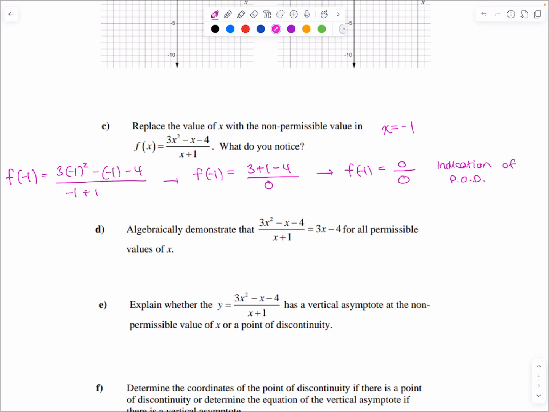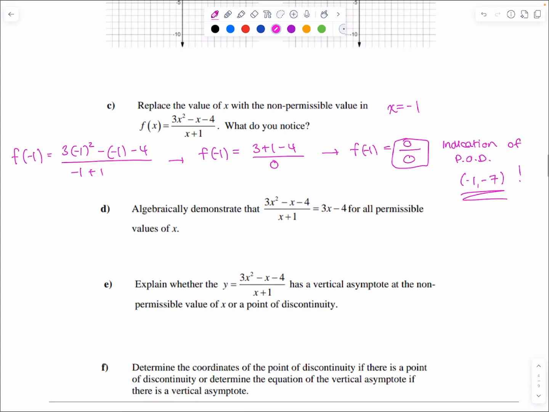If you took a look, we had something happening at negative 1 and negative 7, right? Now, we'll work through this a little bit to get to this officially, but there is something happening here. So the 0 over 0 is actually telling us something special is happening. And in this case, it's an indication that we have this point of discontinuity. Okay, so what I want to do is algebraically demonstrate that our rational function here is equal to 3x minus 4 for all permissible values of x.